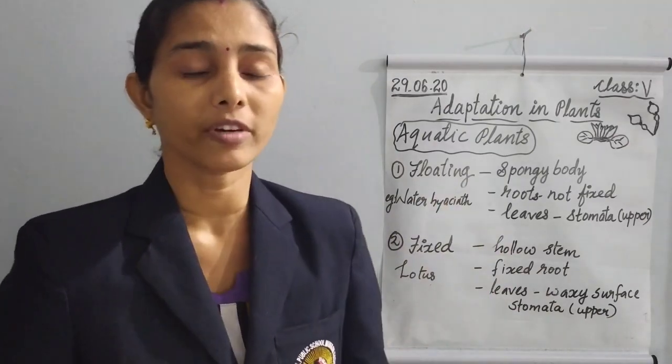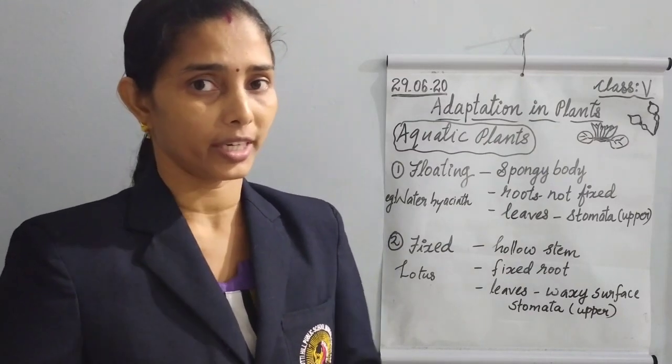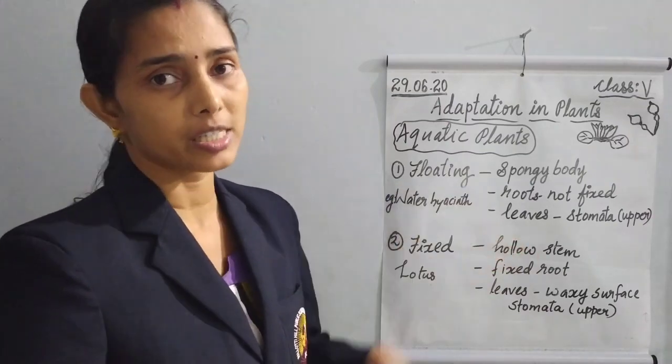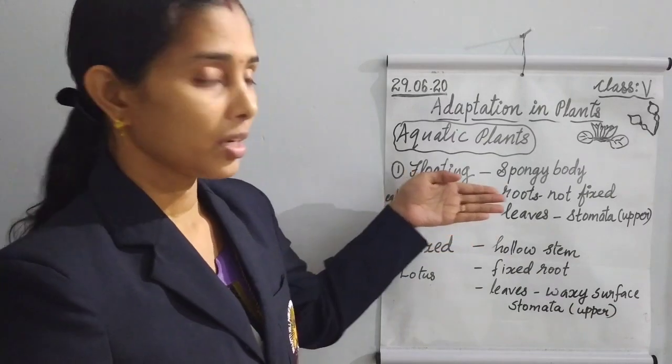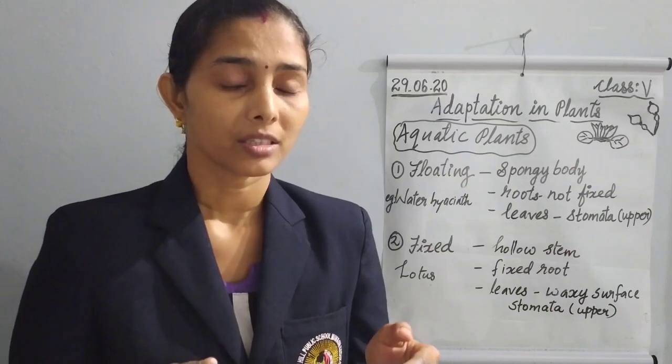Today we are going to learn about the adaptations. What are the special features developed in these plants to live in an aquatic environment, an aquatic habitat? That is what we are learning today. You know, floating plants have many special features. Their body is a spongy body.